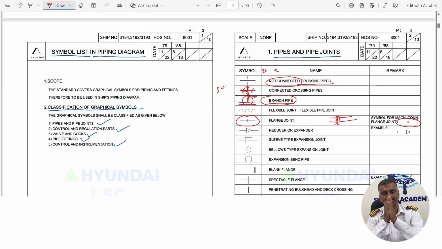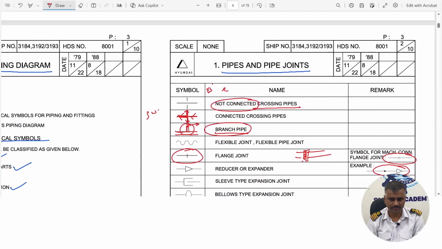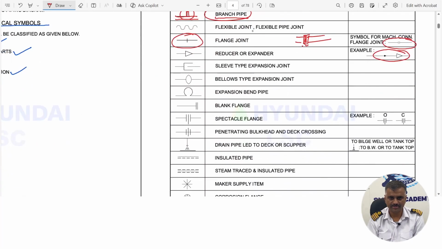Okay, so this connection is called flange joint. Okay, the third one is a reducer or expander. So the reducer will be shown like the example given here. This will be shown like this. Okay, let me show. Okay, so this one is the reducer.